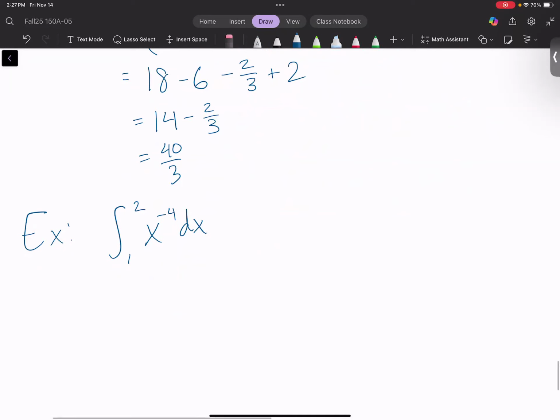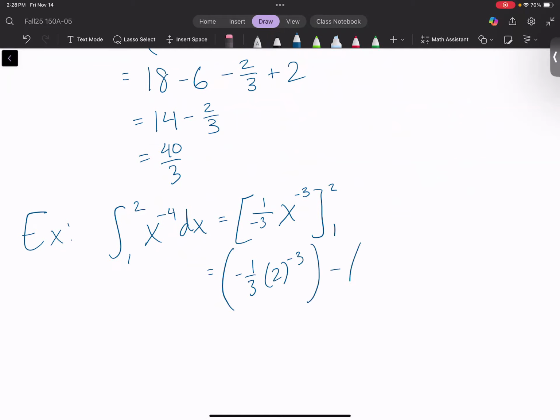Okay. Hopefully you paused, so we can get our antiderivative. We add 1 to the power, so it's negative 3, and we divide by negative 3. Okay, and then we have our bounds. So that's negative a third. I can plug in 2 everywhere, minus negative a third, 1 to the negative 3.